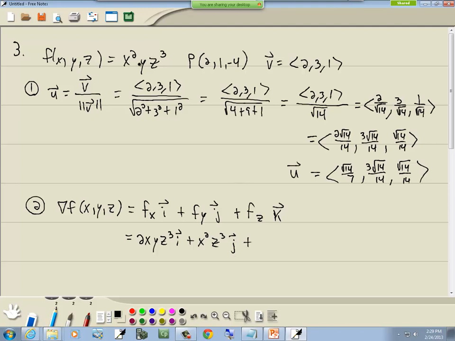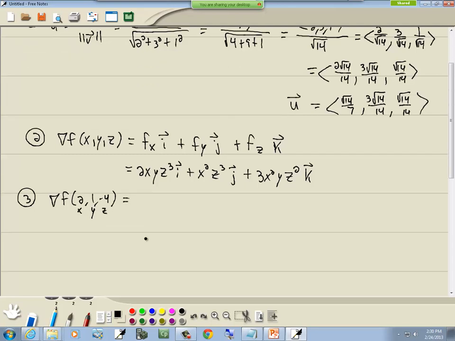Then the partial with respect to z. The x and y are constants. The derivative of z to the third is 3z squared. So put 3 out in front. And I got z squared, k. Step 3. Del f of our point, 2, 1, negative 4. So I'll plug this in for x, plug this in for y, and plug that in for z. And I'm going to have 2 times 2 times 1 times negative 4 to the third i plus 2 squared times negative 4 to the third j, plus 3 times 2 squared times 1 times negative 4 squared k.